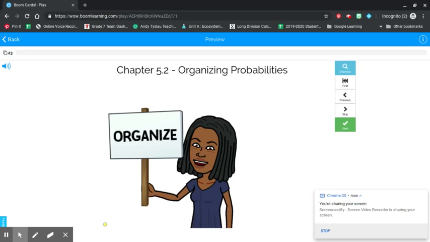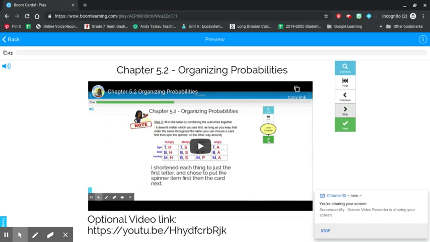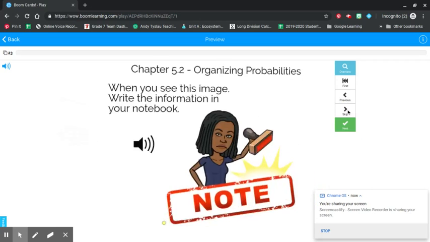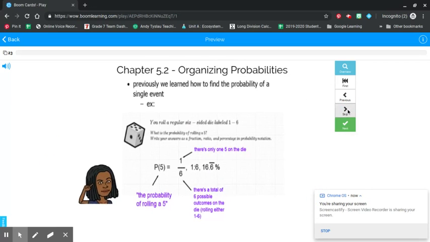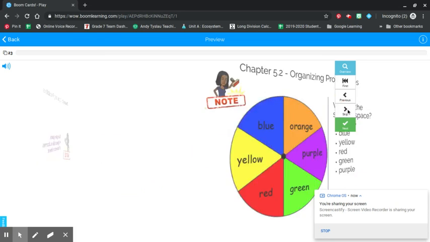So after looking at probability and what it is, we looked at how you organize all of these events and these outcomes that happen. There's again another optional video link that you can go to, and I walk you through it. When you're working with these things called sample spaces, these are all the possible outcomes of an experiment.